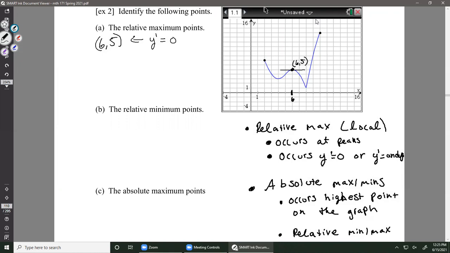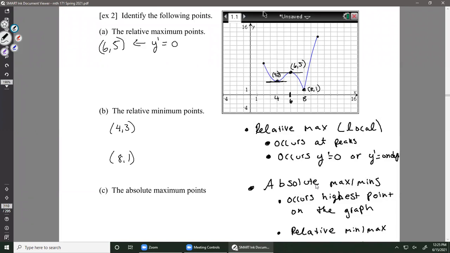Okay, relative mins, what'd you guys get? 4, 3, and 8, 1. Everyone agree? Okay. So we get 4, 3, and 8, 1. Again, if I'm on my little roller coaster here, and I'm moving down, this is my turning around spot. So this is flatlining again. So here, my first derivative is 0.